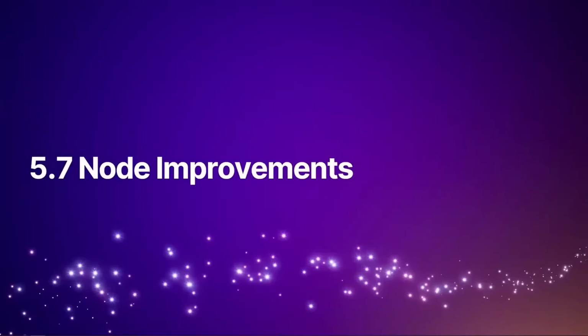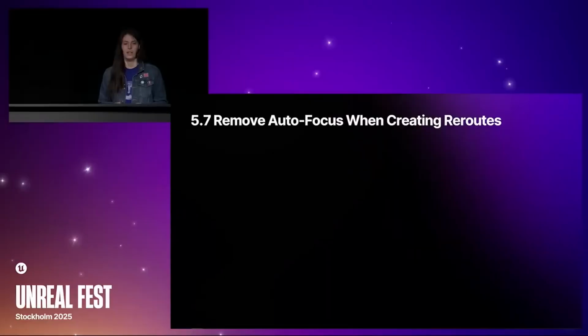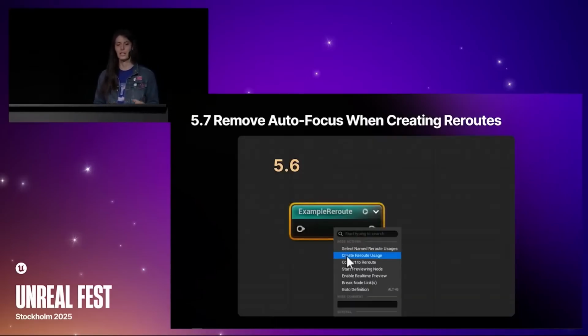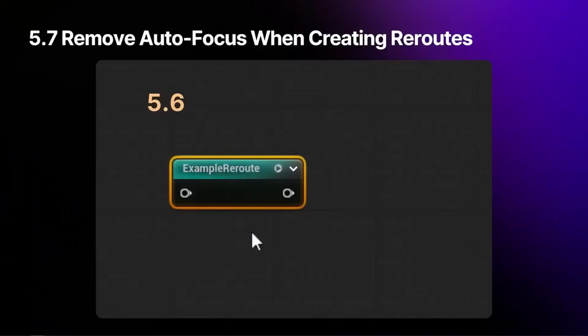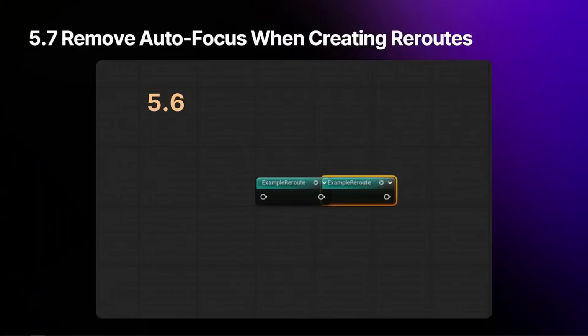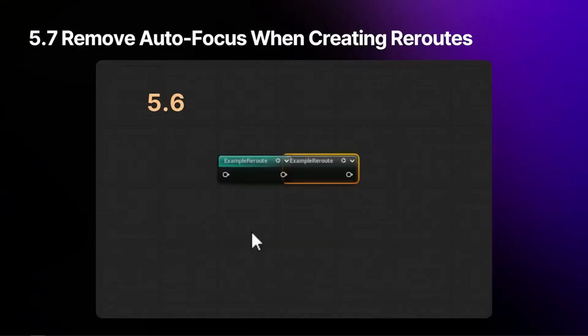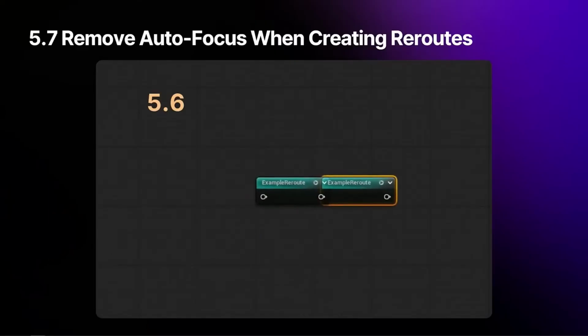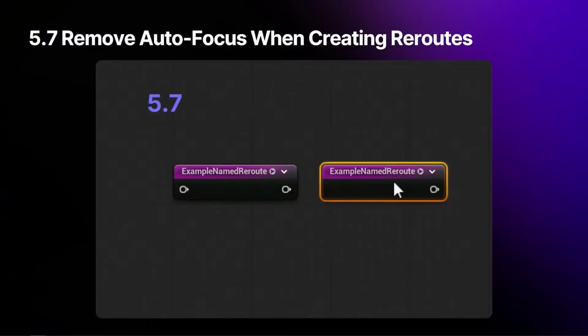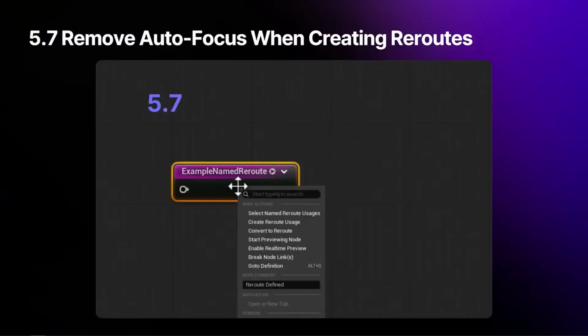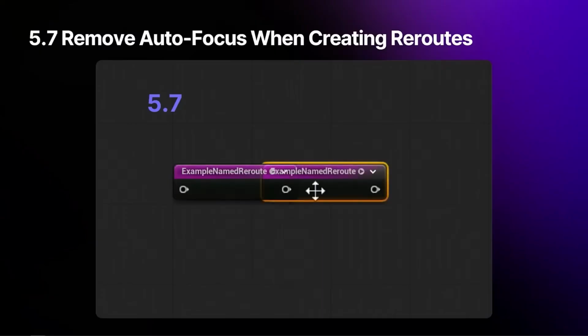And next up, we've got node improvements for 5.7. One of the maybe less flashy, but I think helpful quality of life changes is that we removed autofocus when creating reroute nodes. So in 5.6, when you create a reroute node usage, it would cause the graph's view to move, and it would reset the graph's zoom setting, despite the usage node always appearing right next to the thing that you're working with. So in 5.7, the graph's position in the viewport won't change, and the zoom setting will no longer be reset. So it's a little more comfortable to use.